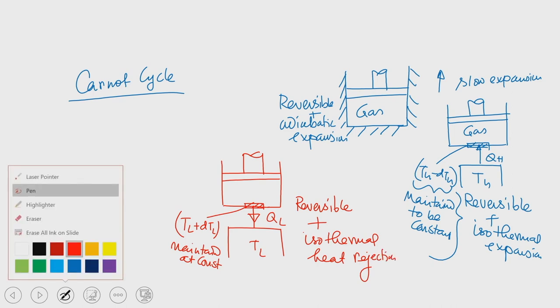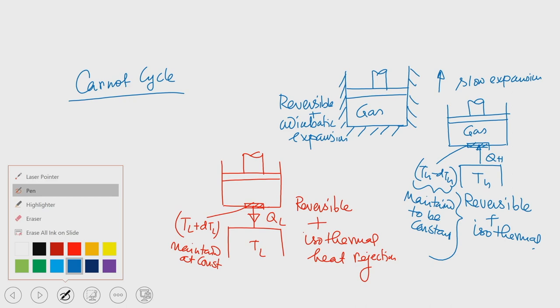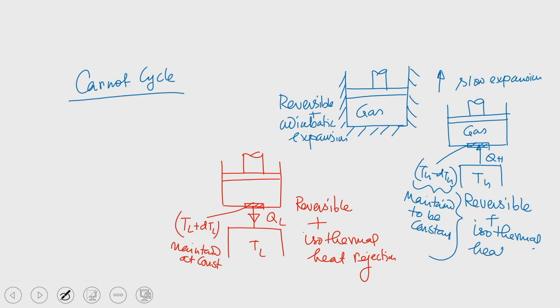I should say that this is not isothermal expansion to be precise. Let us say for the time being we are writing this is isothermal heat addition. So, we are supplying heat to the gas through the surface, and the surface temperature is maintained at TH minus dTH, and this heat transfer takes place due to infinitesimal temperature difference, and the process is reversible isothermal heat addition, slow process, infinitely slow process.